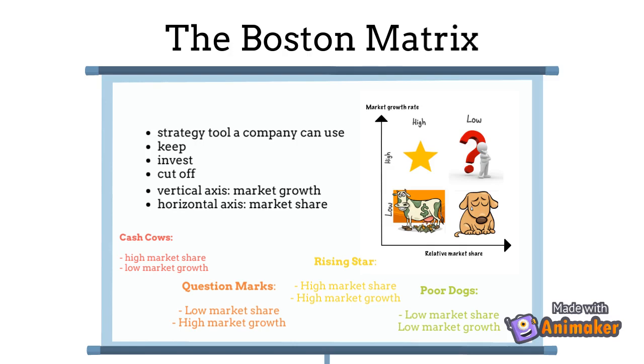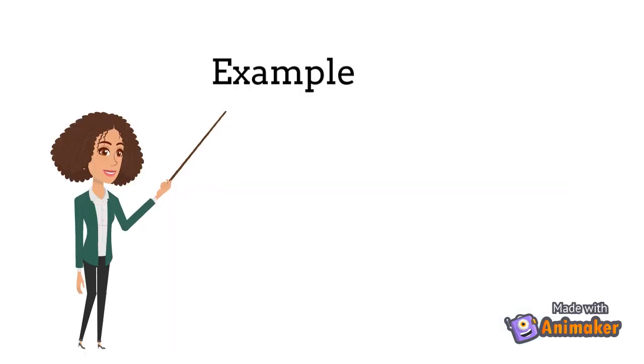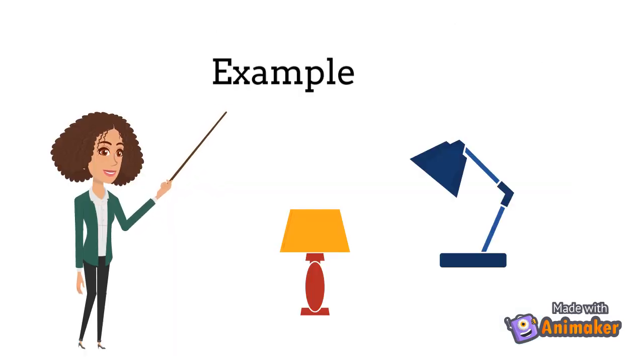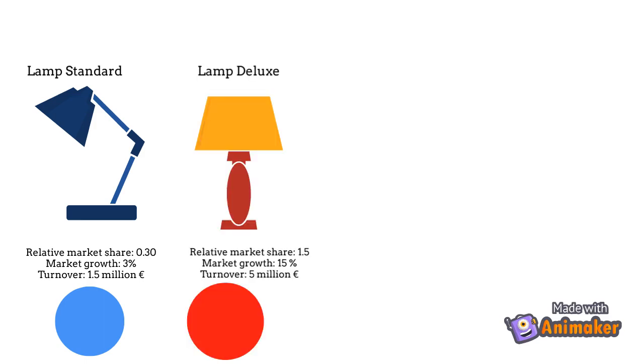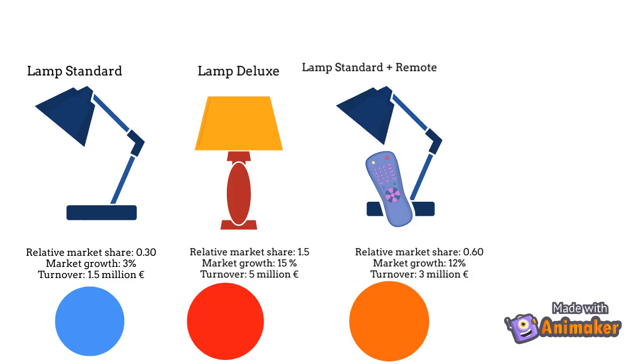So let us look at the Boston Matrix with the help of an example. We are a company that sells lamps, and we have 4 different lamps to offer. The first one is called Lamp Standard, which has a market share of 0.3%, and the market growth lies at 3%. The turnover is 1.5 million euros. The second lamp is the Lamp Deluxe, market share of 1.5% and market growth of 15%, and a turnover of 5 million euros. The third lamp is called Lamp Standard with remote control, and has a market share of 0.6% and a market growth of 12%. The turnover is 3 million euros.